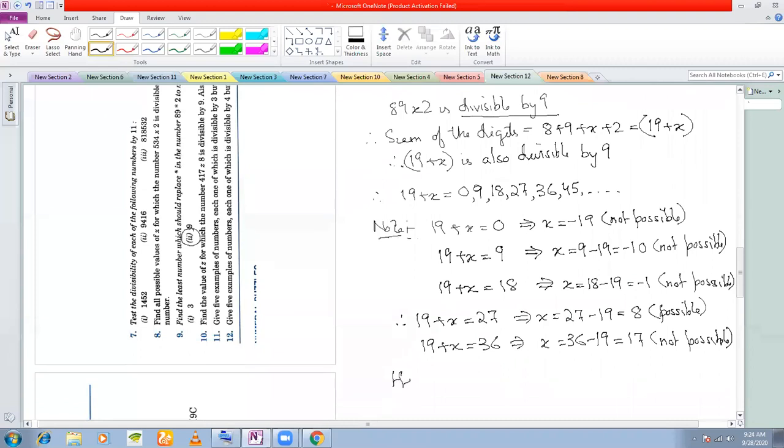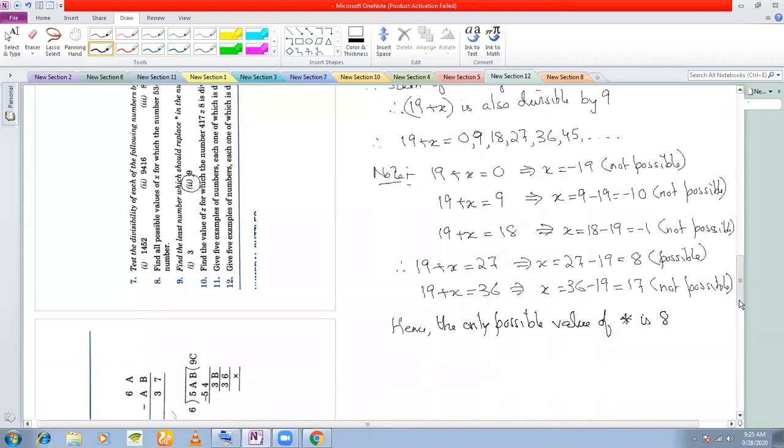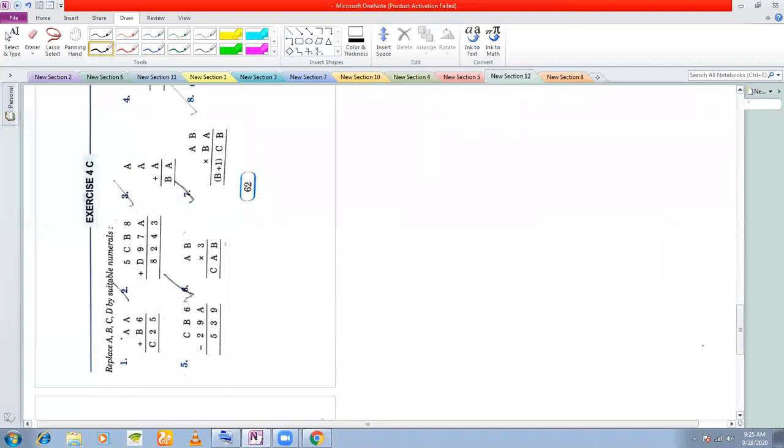Hence, star is the digit. The only possible value of star is 8. Okay, so this is what your answer should be. Any questions on this problem? No questions? We move on to the next exercise if you don't have any question.